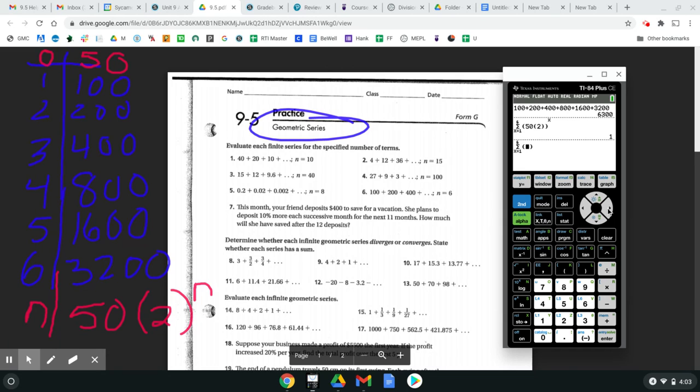Let me try it without the parentheses. 50 times 2 to the x. Does that make any difference? Bam! There it is. I have no idea why the first one wasn't good, but I didn't like the way it looked anyway. So I hope that helps.